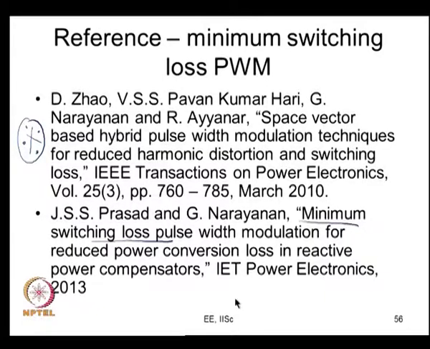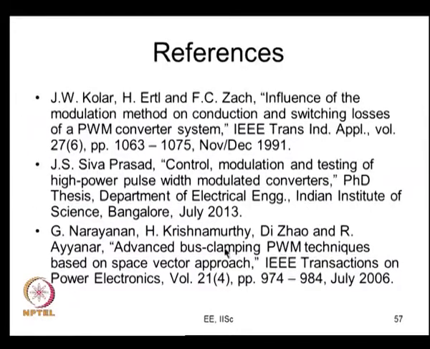So, these are two papers which are directly concerned with minimum switching loss PWM. This is actually a combination of advanced bus clamping PWM sequences which minimizes the switching loss at a given power factor. That is what we would call minimum switching loss PWM. So, there are these other references. This is a classical reference and there are quite a few other papers.